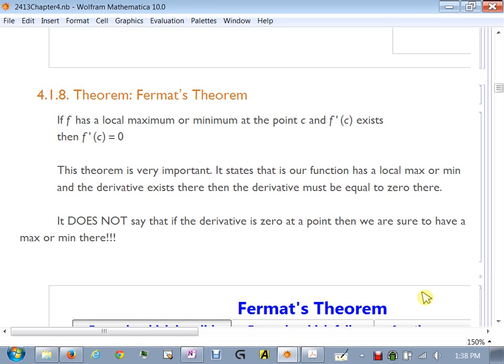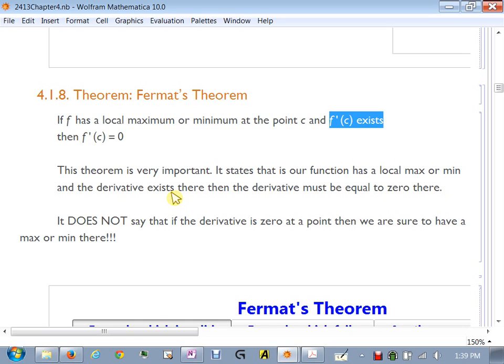If your function has a local maximum or minimum at some point, and the derivative exists, that's key, then the derivative has to be 0. Guaranteed. That's what the theorem's saying. This theorem is important because it states that if our function has a local maximum and the derivative exists, the derivative must be equal to 0 there.